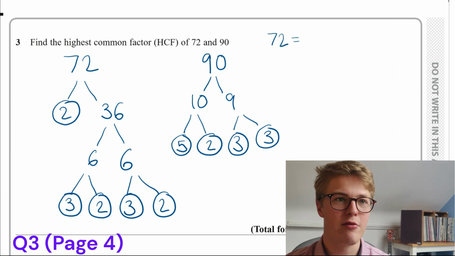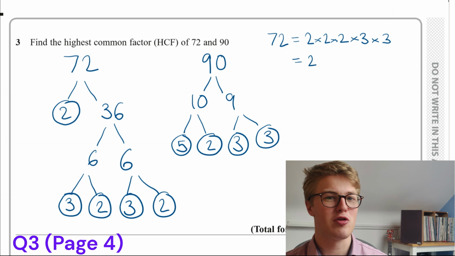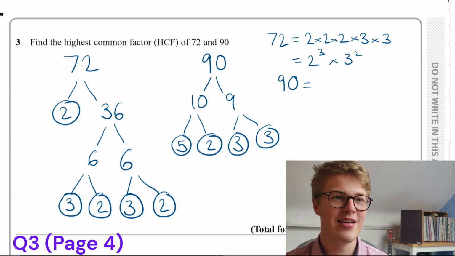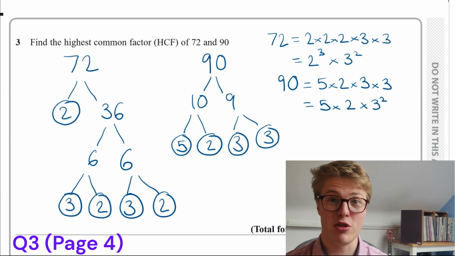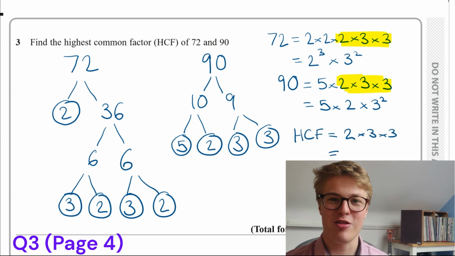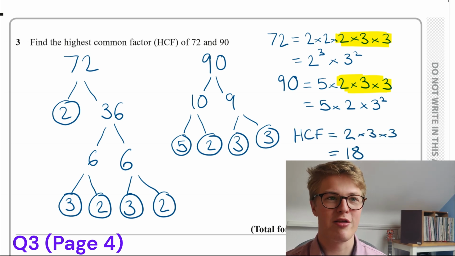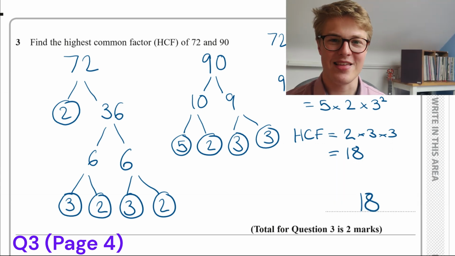We can write all of these down, so we have 72 equals 2 times 2 times 2 times 3 times 3, which is the same as 2 cubed times 3 squared. 90 is 5 times 2 times 3 times 3, which is the same as 5 times 2 times 3 squared. The highest common factor is the highest number that we can get from both of these two numbers. In this case, 2 times 3 times 3 occurs in both 72 and 90, so that is going to be our highest common factor, which means 18 is our answer.